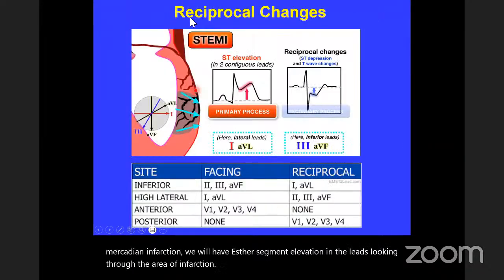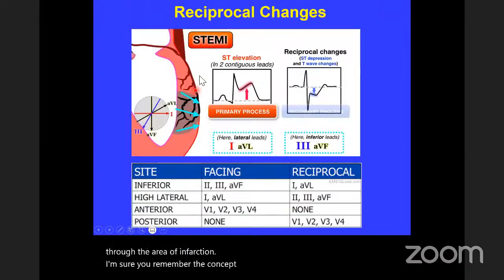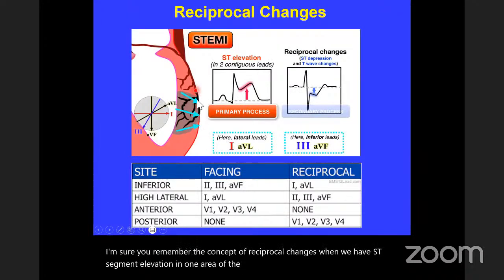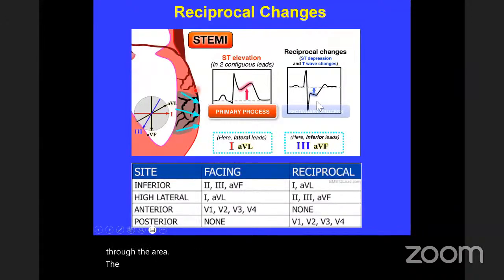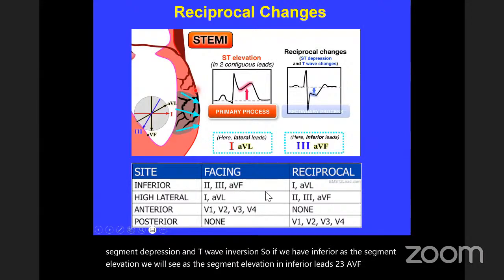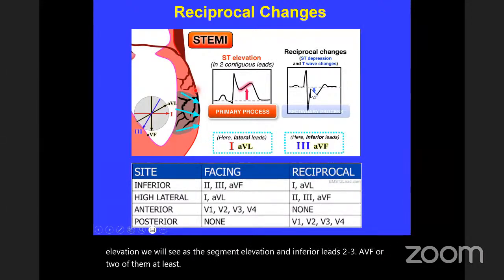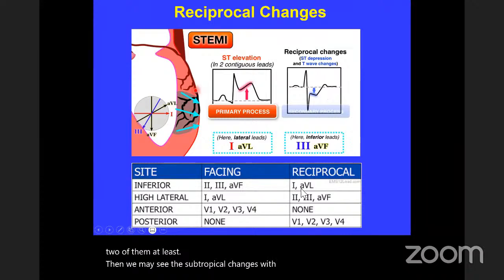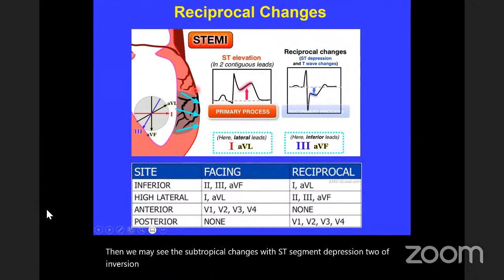I'm sure you remember the concept of reciprocal changes. When we have ST segment elevation in one area of the heart, in the electrodes looking at that area, the leads or electrodes looking at the other side of the heart will show ST segment depression and T-wave inversion. So if we have inferior ST segment elevation, we will see ST segment elevation in the inferior leads, 2, 3, aVF, or at least two of them. Then we may see reciprocal changes with ST segment depression and T-wave inversion in the lateral leads, 1, aVL.